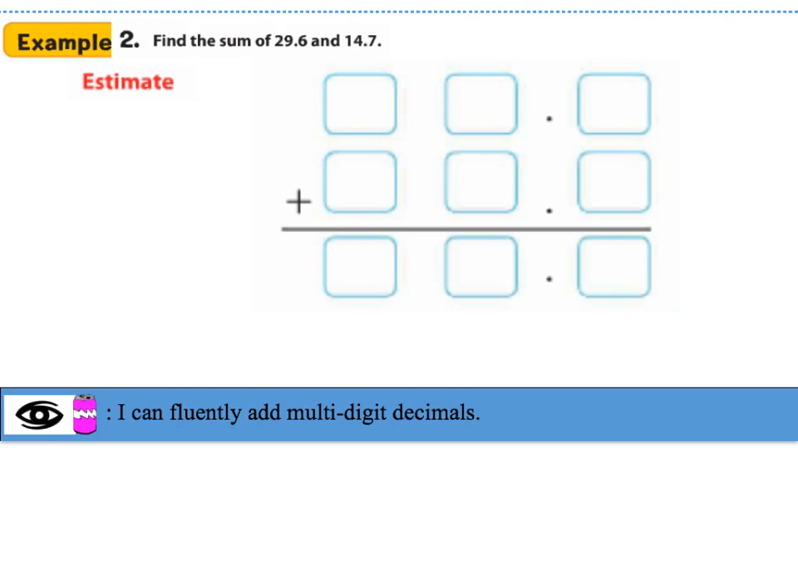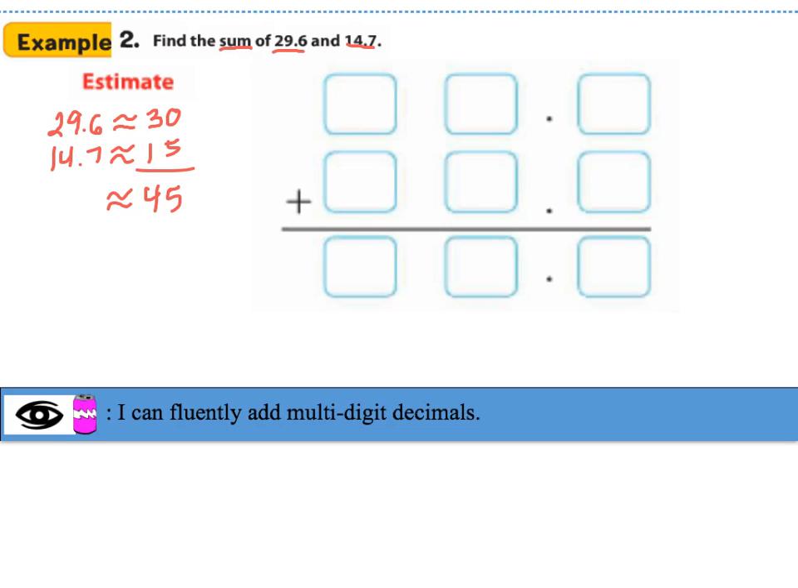For example 2, it says find the sum of 29 6/10 and 14 7/10. So let's go ahead and underline the word sum, which means to add. So we're going to add these two numbers, 29 6/10 and 14 7/10. So let's go ahead and estimate our answer. $29.60 is approximately close to $30, and $14.70 is approximately close to $15. So if I add these two numbers, my answer will be approximately close to 45.